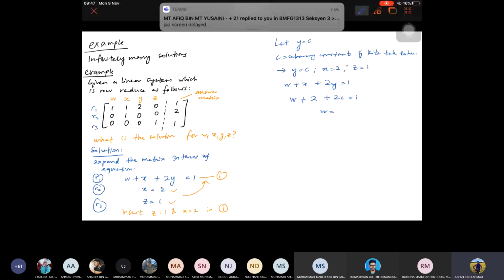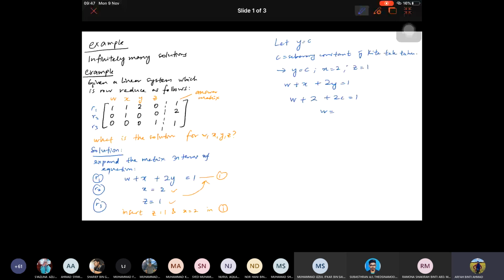Okay, screen delay, kita tunggulah sekejap screen delay. So dapat W sama dengan apa for this one? Screen delay ke? Or can you see clearly?